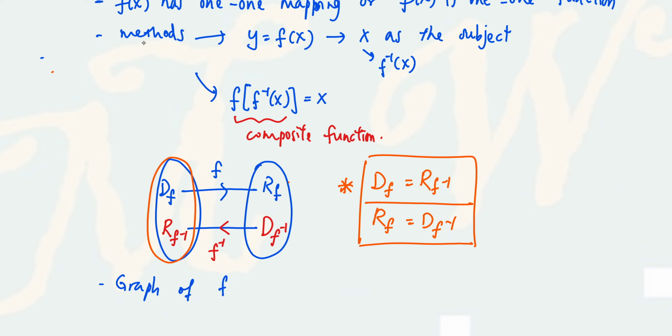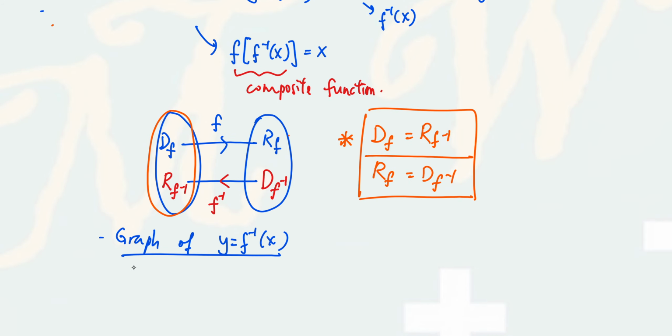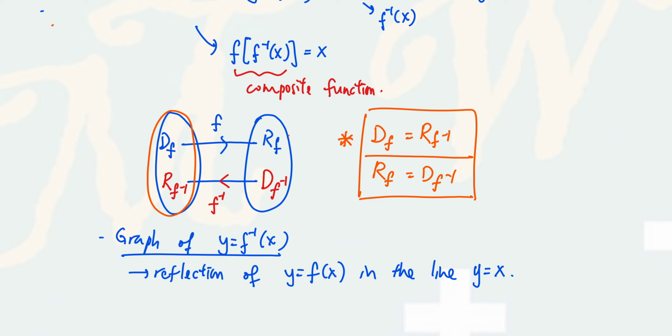On top of this, you are requested to know how to sketch the graph of y = f^-1(x). Basically, the graph of y = f^-1(x) is the reflection of the original graph y = f(x) in the line y = x. That is the method to sketch an inverse graph.